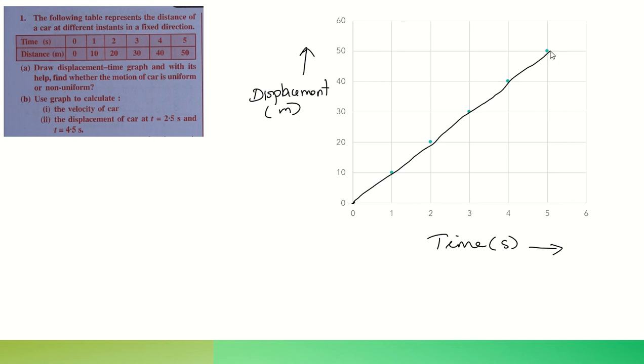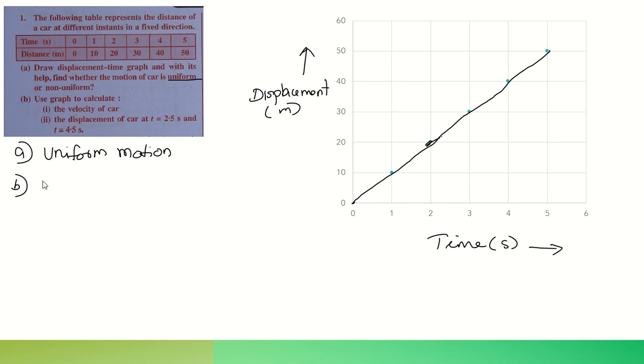So what we can do now, we can just join these together. You will get a straight line graph, right? You have to include this. Okay, so this is a straight line graph. I just drew it freehand. You can draw it using a scale. So you will be getting a straight line graph. When you get a straight line graph, then it is uniform, right? So if the displacement time graph is a straight line, then that represents uniform motion. Okay, so answer for the first question is uniform motion.